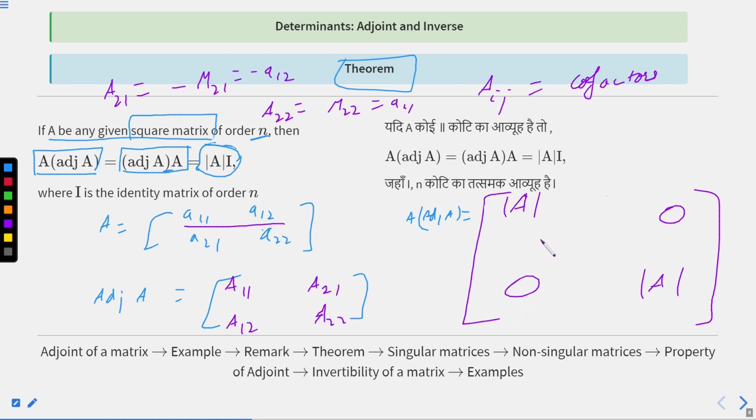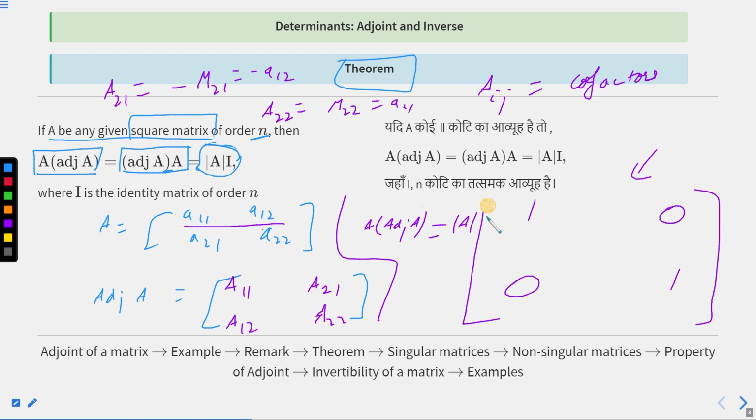Now what you will do? You can take the determinant of A common. So this will be 1, this will be 1, and you took the determinant common. This is your identity matrix of order 2, so this will be I2. I2 means identity matrix of order 2.